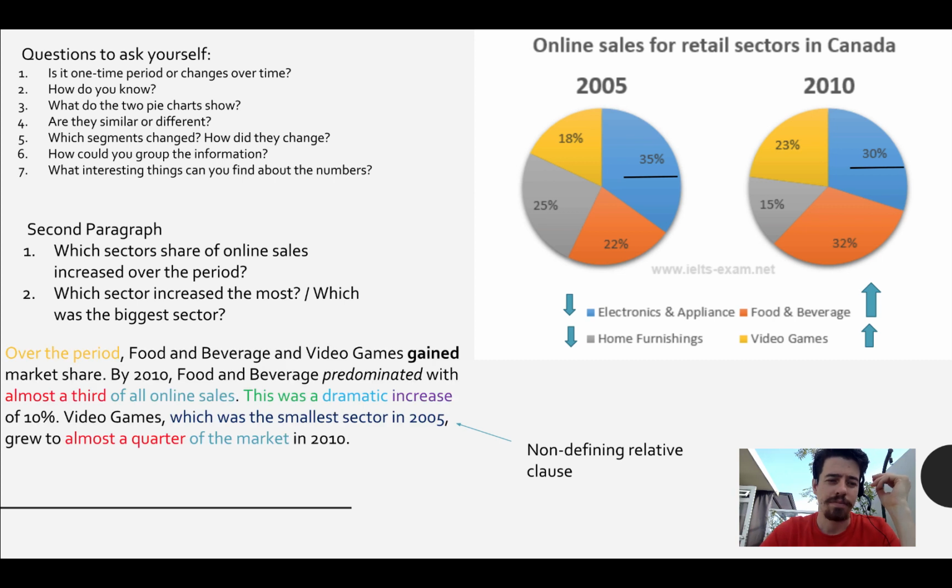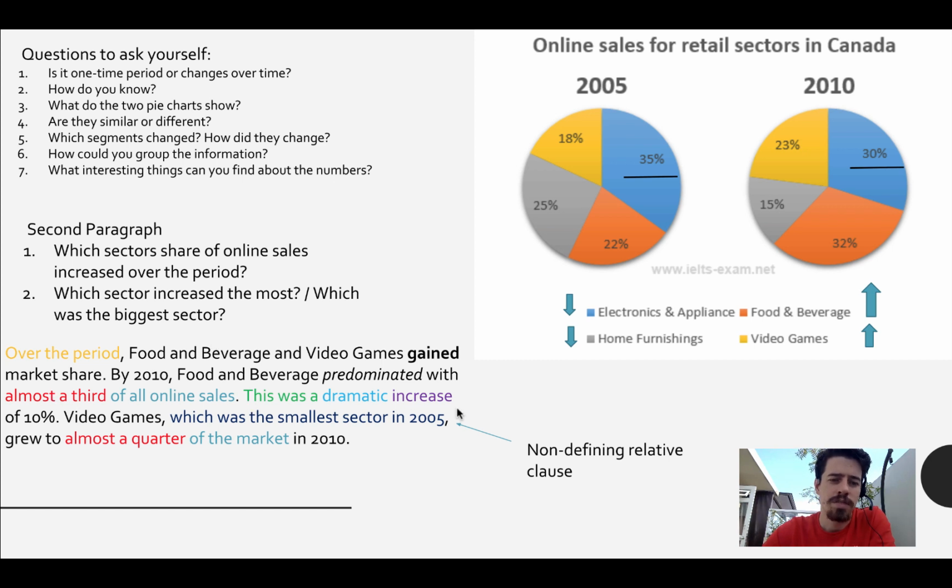Okay, welcome back. So we'll look at one example. Over the period, food and beverage and video games gained market share. So this is like our topic sentence. So we know from here, this paragraph is going to be about food and beverage and video games and about gaining market share. So that means they increased. Okay, then we got into more details. By 2010, food and beverage sales predominated with almost a third of online sales. Predominated means it had the biggest share.